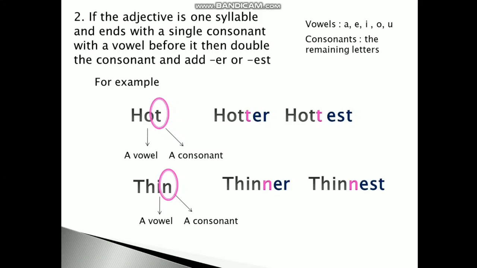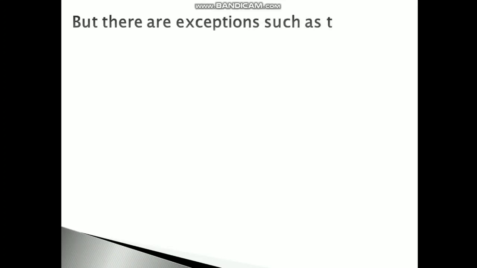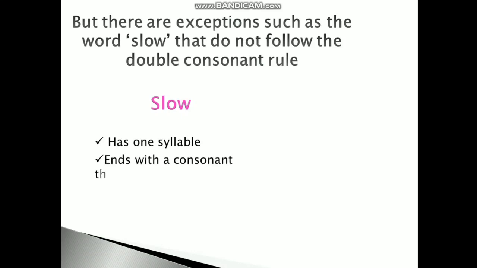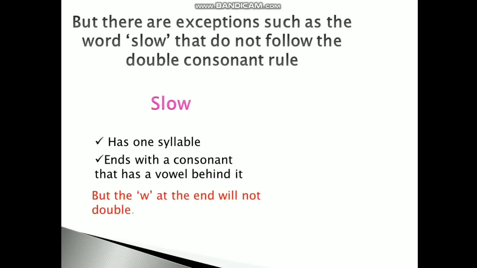But there are exceptions, such as the word slow, that do not follow the double consonant rule. Now, W is also called the semi-vowel, but let's not get into it. So, remember this, that slow would not turn the W into a double W, right? You won't add another W to it to form the comparative or the superlative form. That would be incorrect. So, yes, it has one syllable. Yes, it ends with a consonant that has a vowel behind it. But the W at the end will definitely not double.